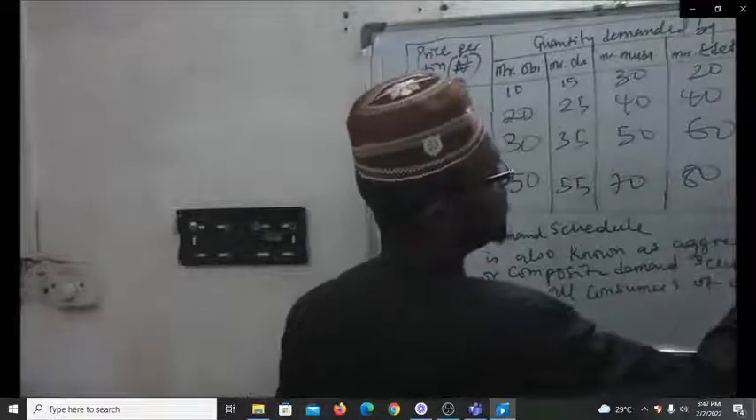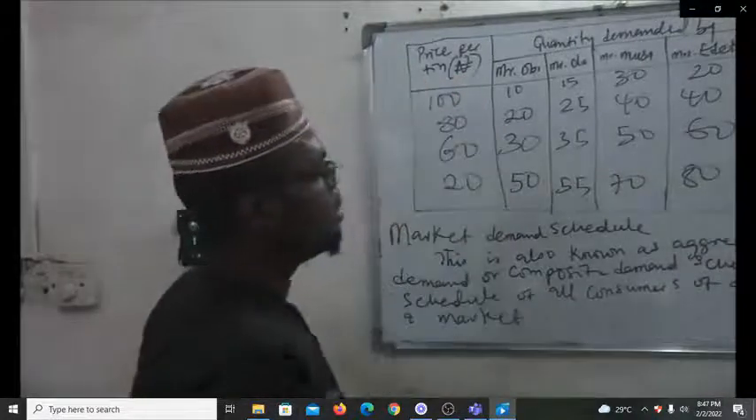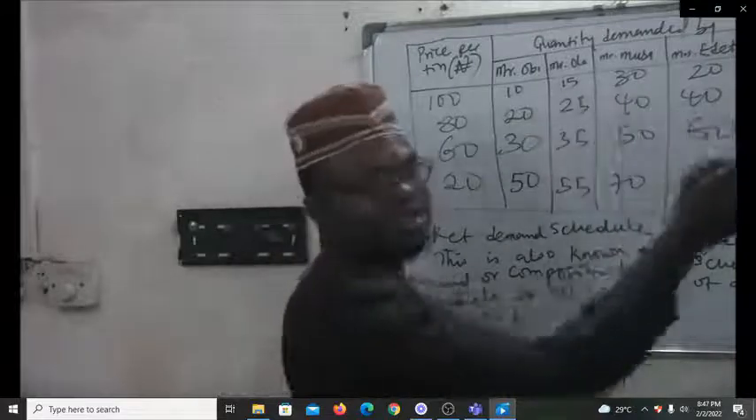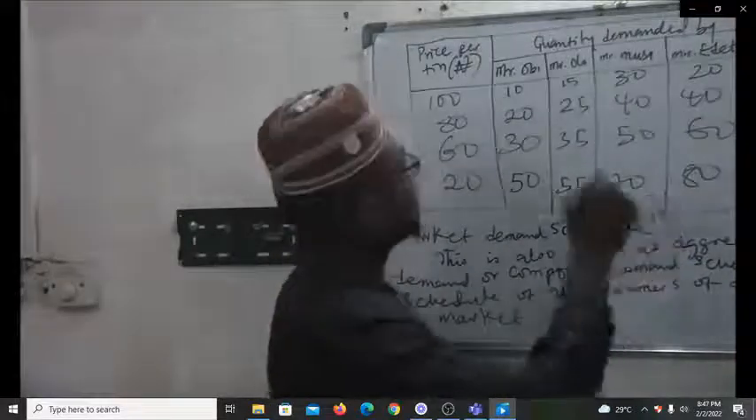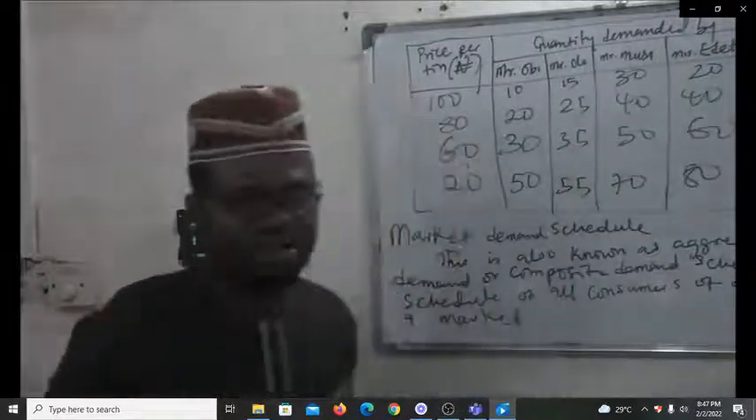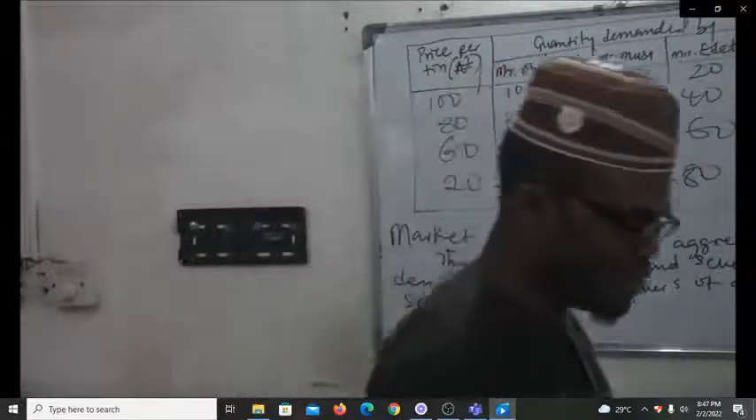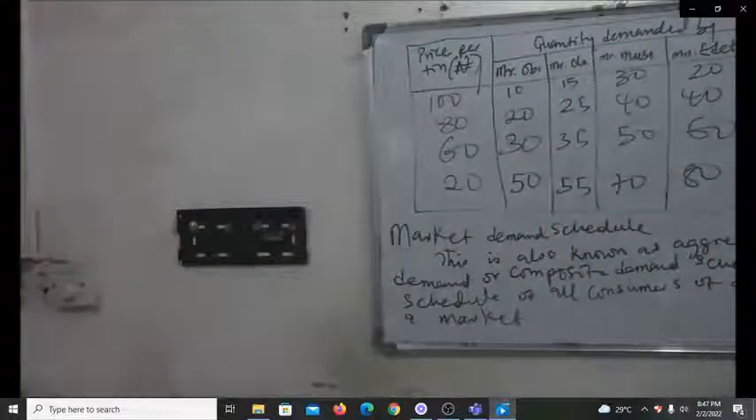What's the total? 255. Okay, that's by your calculation. But that's how you get the total, by adding up the demands, isn't it? So that you can actually have your price against quantity demanded, just like you had in the first one. So draw the diagram.